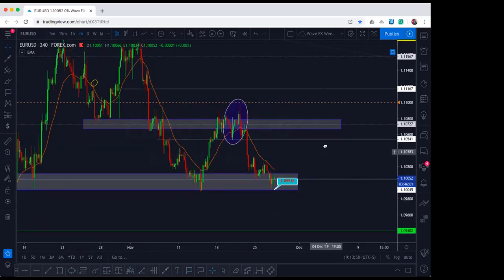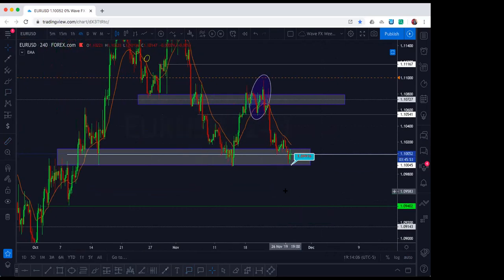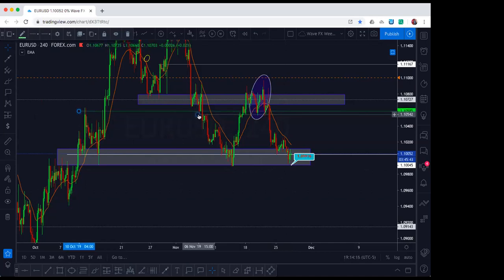Failure for the market to close beneath that area, you could easily find yourself in another move of about 60-65 pips to the downside. However, I would actually be looking for further upside movements out of the market, possibly up into these levels here.